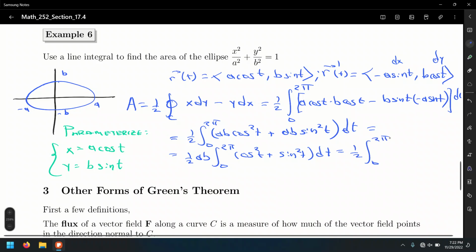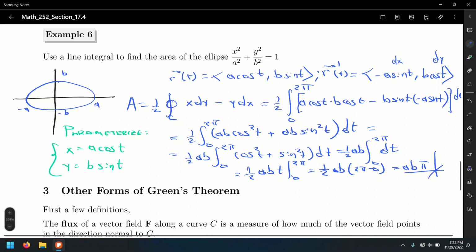So we have the integral from 0 to 2 pi of dt, and the integral of dt is t. I'm missing the a and b, so 1/2 ab t from 0 to 2 pi, and that's 1/2 ab times 2 pi minus 0, which is simply ab pi. And that's a formula to get the area inside of an ellipse.